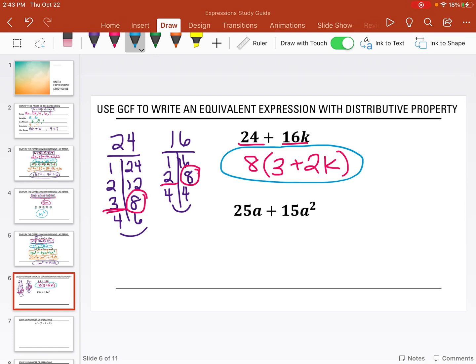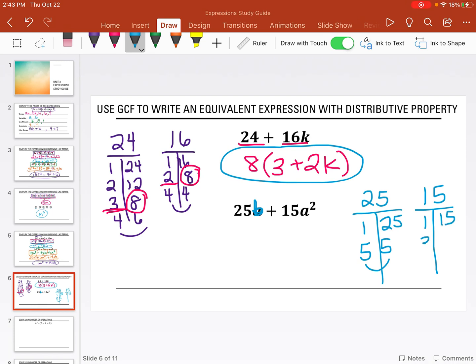Down to the next one. We changed this, remember, to say 25b. So sorry about that typo. Okay, so set up your two t-charts. I have 25 and I have 15. So 1 times 25 and 5 times 5 for that. 1 times 15 and 3 times 5 for that. So my greatest common factor is this 5.